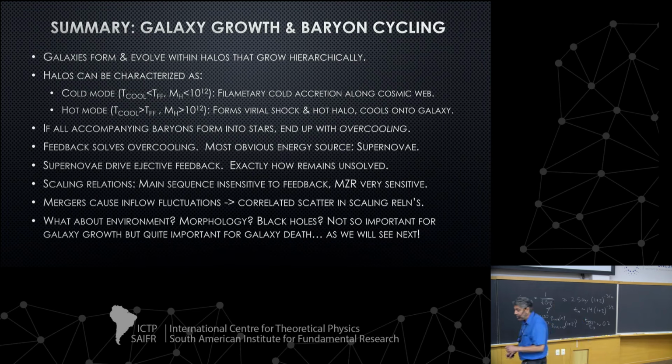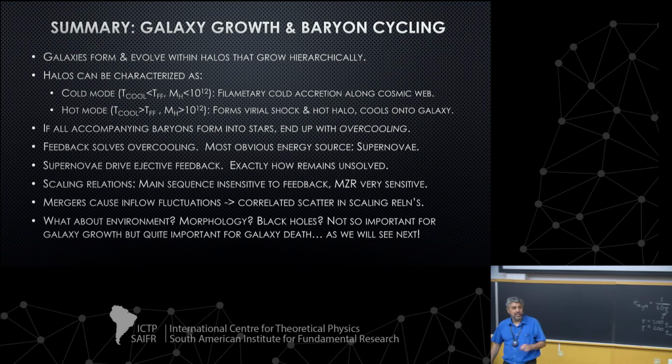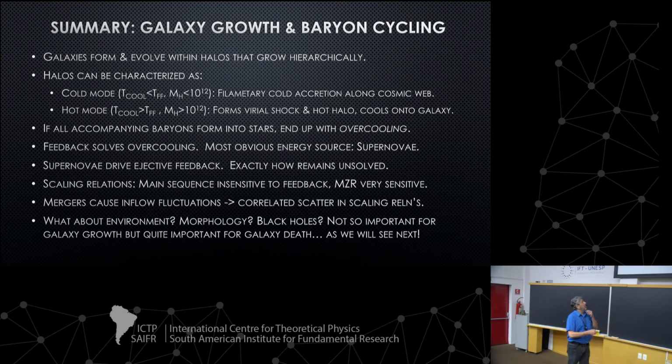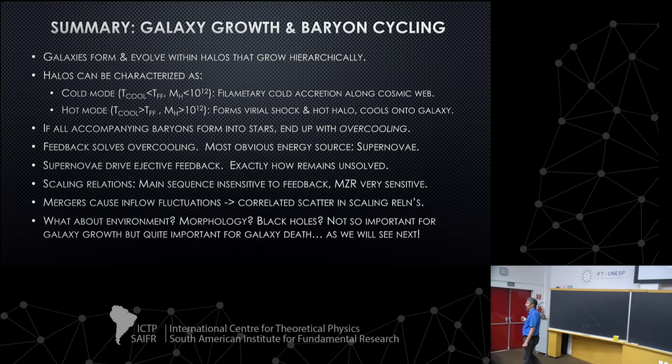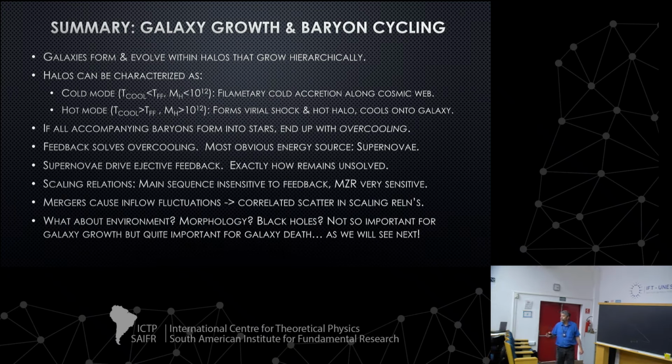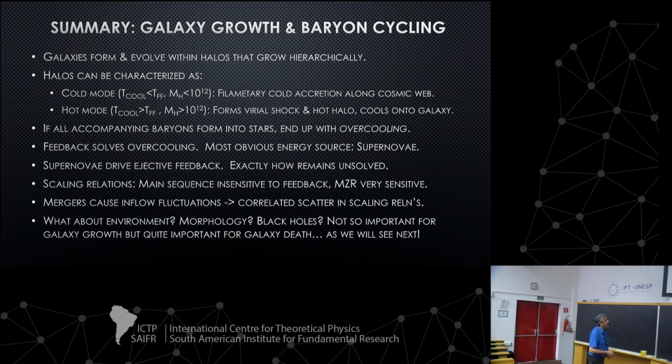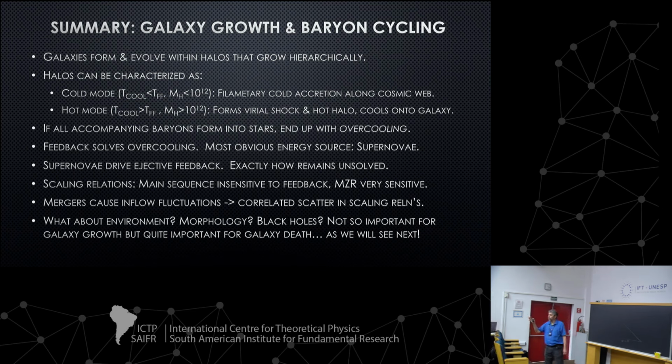Okay, so that's what I wanted to cover in this lecture. Again, galaxies form and evolve within halos. There are these cold mode and hot mode halos, and we have the overcooling problem and also the angular momentum problem, which pretty much every model these days solves using some kind of energetic feedback. Supernovae are the typical ejective feedback, but it can also be preventive because it can also heat the gas.